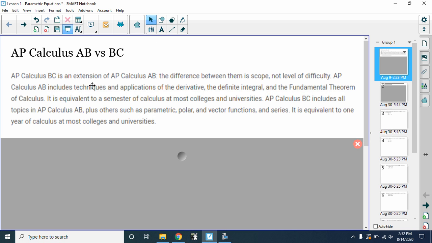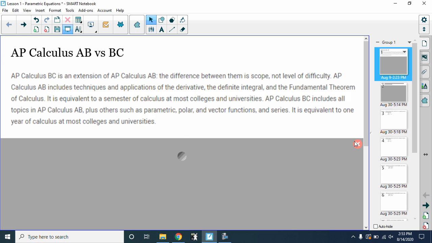AP Calculus AB includes techniques and applications of the derivative. This is stuff you did last year. The definite integral, fundamental theorem of calculus, and it's equivalent to 1 semester of calculus. So all that's what you did last year. What we'll do this year, BC, includes all of the topics in AB. So half of your AP exam will be things you learned last year, plus others such as parametric, polar, and vector functions and series. It's equivalent to an entire year of calculus.